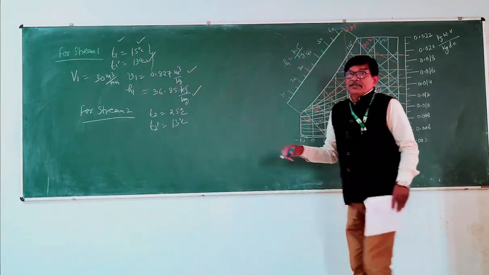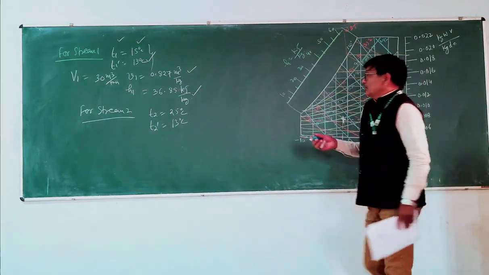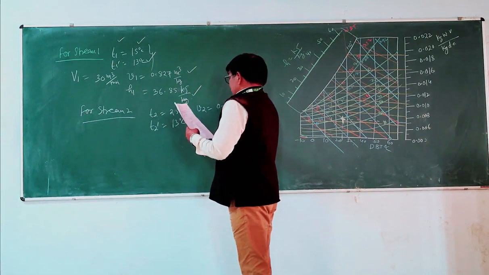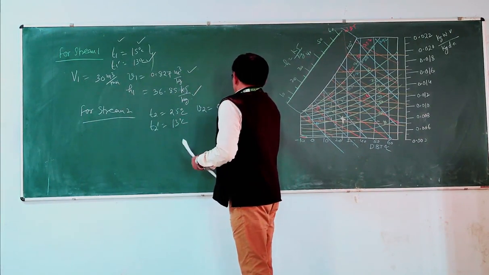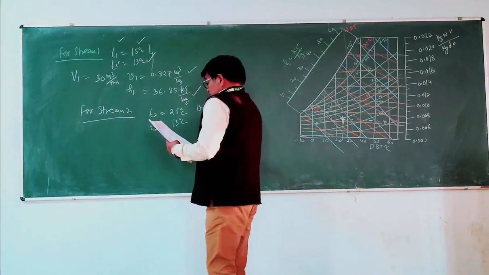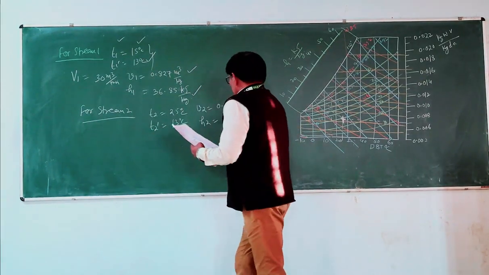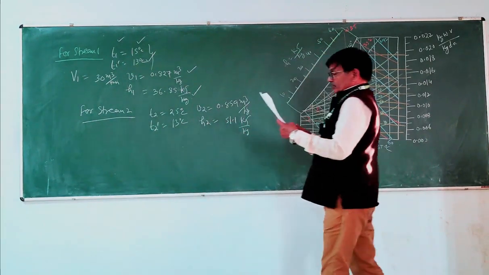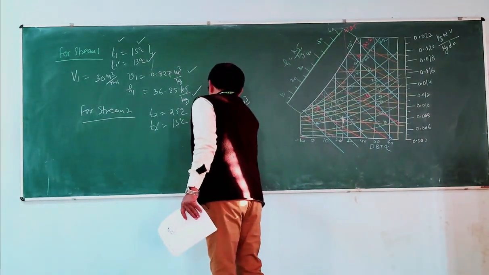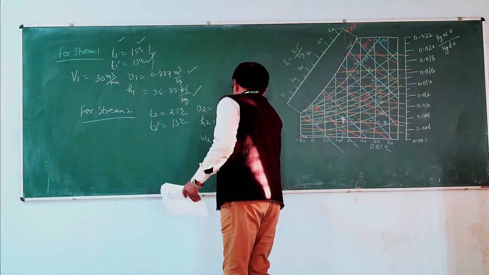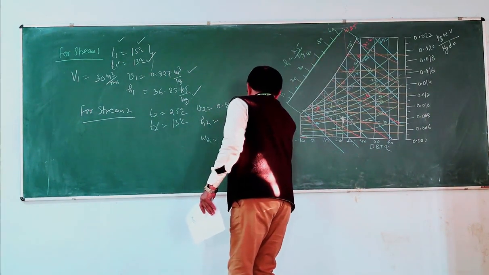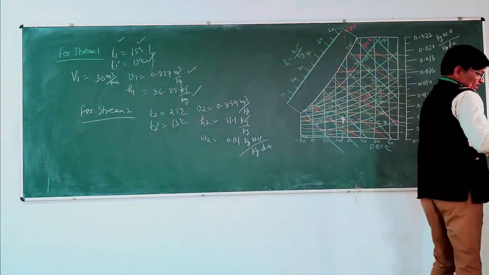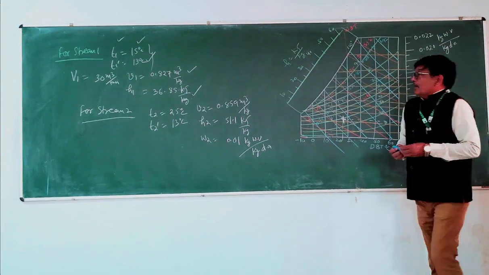Here from the psychrometric chart we have already calculated, so that we can save time: v2 equal to 0.859 meter cube per kg, and H2 equal to 51.1 kilojoule per kg. These are values, and omega 2 equal to 0.01 kg of water vapor per kg of dry air. So these values you can get. Now after this things become very easy.